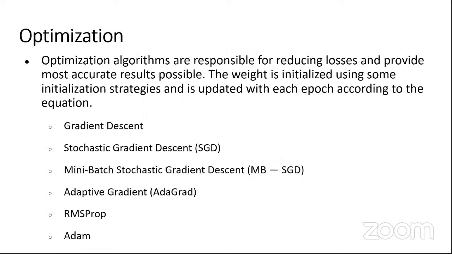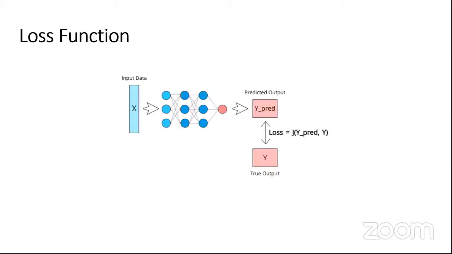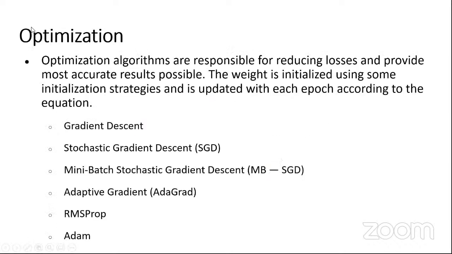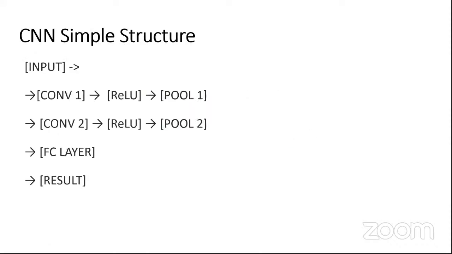Next is about optimization. Optimization algorithms are responsible for reducing these losses. The losses will be reduced by adjusting this optimization function. It will initialize the weights and change the epochs which we are doing. All these things will be adjusted with this optimization function to get the proper output. A lot of algorithms are used as optimization functions also.